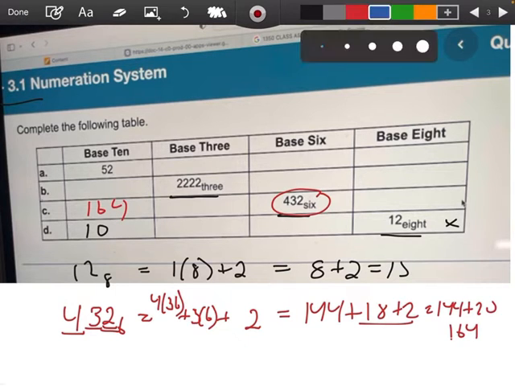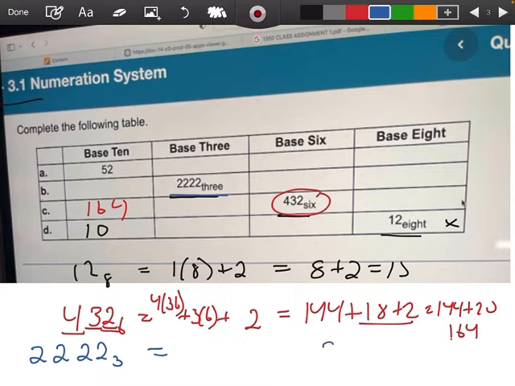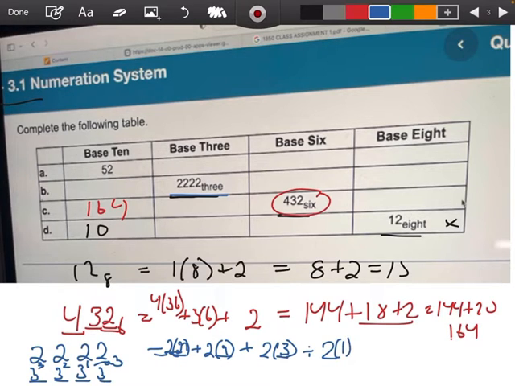And then I'm going to do the same process for this one right here. We have 2,222 in base 3. Okay, so let's see. That means there are 2 ones, 2 threes, 2 nines, and 2 twenty-sevens. Again, these are the 3 to the zeros, the 3 to the first, the 3 squareds, and the 3 to the thirds, okay? So 3 to the third is 27, 3 squared is 9, 3 to the first is 3, and 3 to the 0 really is just the number 1. That's why we say there's 2 ones, okay?